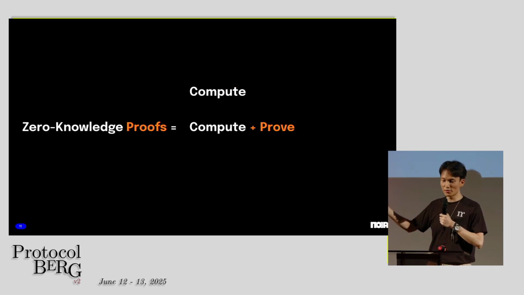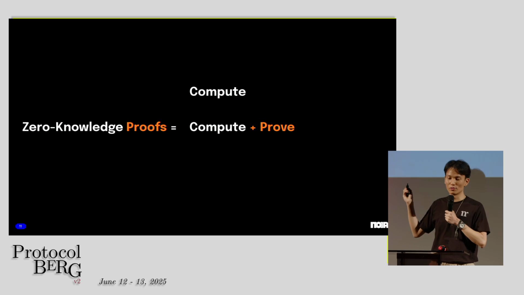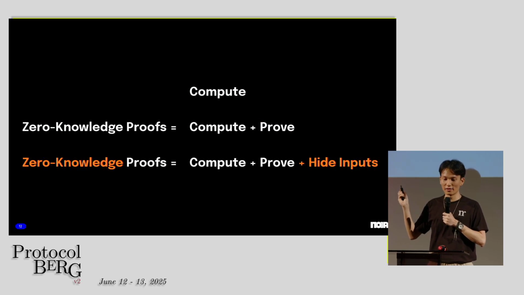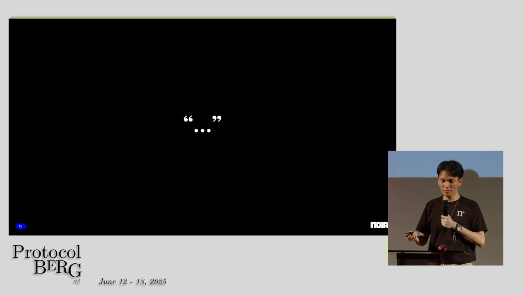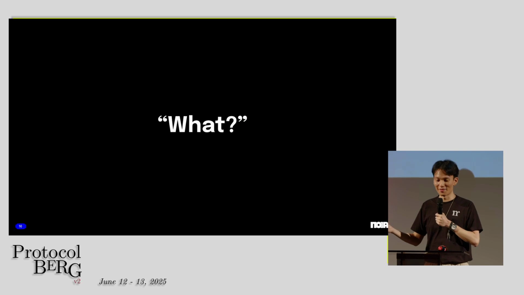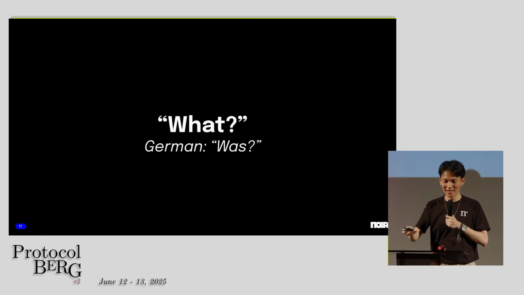And then in zero knowledge proofs, the proofs part is that you don't only just compute, but you're also proving what you want to compute as well. And the zero knowledge part is that you can prove about it without revealing all the inputs, without revealing all the information that you feed into the program to begin with. And that makes a zero knowledge proof. Basically, proving things without revealing everything. You might still be thinking at this point, what on earth does that mean? Or for the lovely German-speaking community, what is happening here?